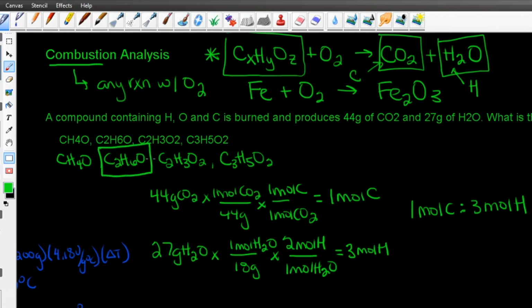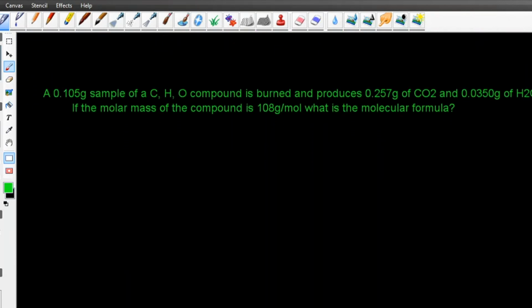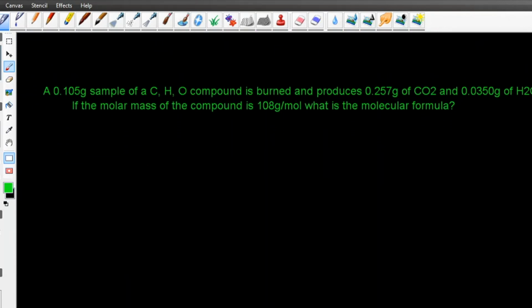Like I didn't even have to worry about the oxygen. And in fact, I didn't have enough information to figure out how much oxygen was in that initial compound. That will be a different type of problem that we will look at next. So let's do so. This will be our last problem for today. Hooray. This has been a long lecture. Hopefully we get through a lot of this in class tomorrow.